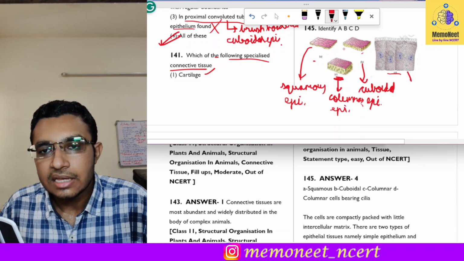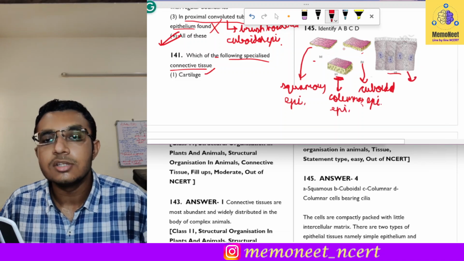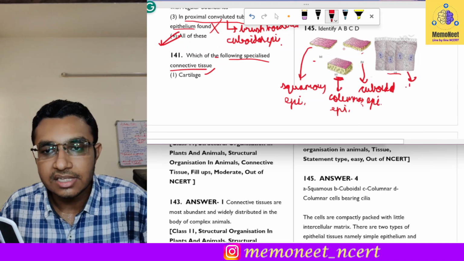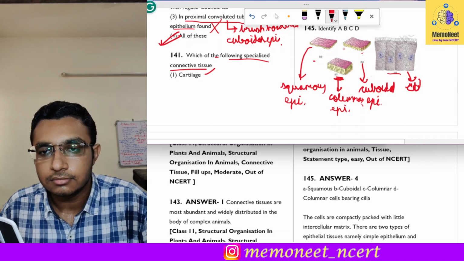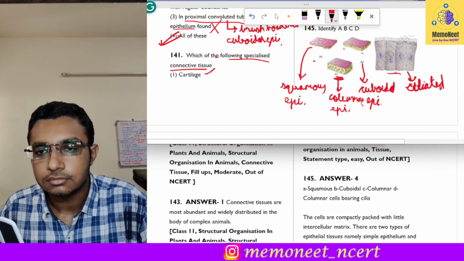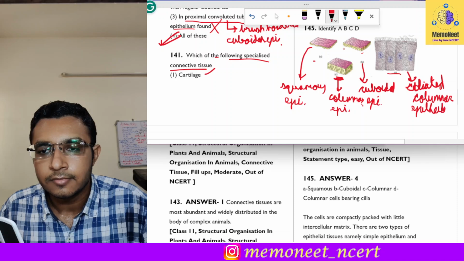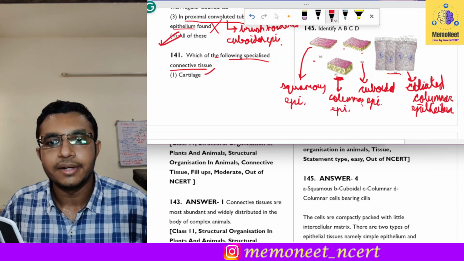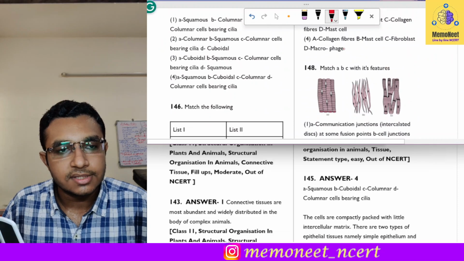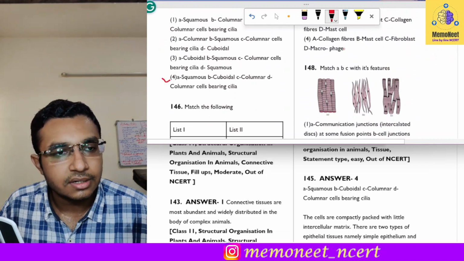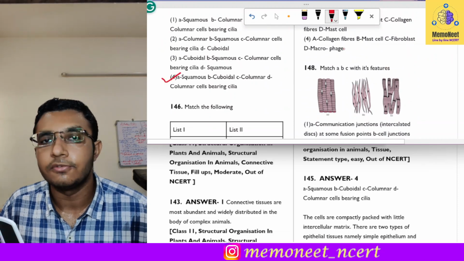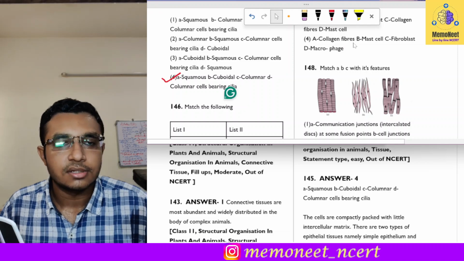And in D, these are the columnar cells which bear cilia. Okay, so it is the ciliated columnar epithelium. So which is the correct option showing the correct labeling? It is option 4. Okay, so the correct answer is option 4.